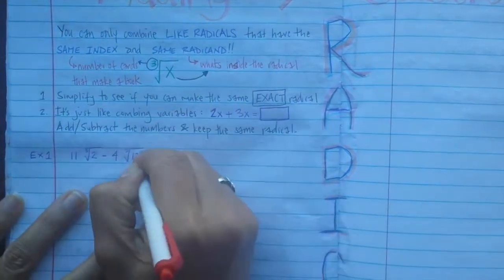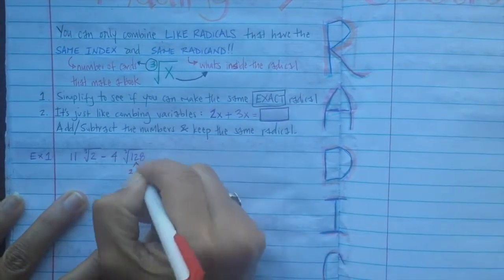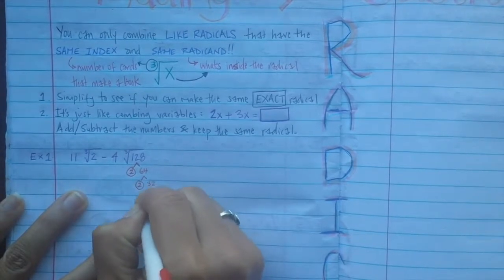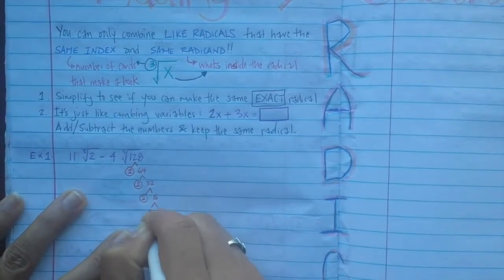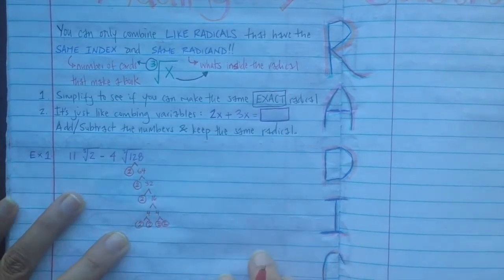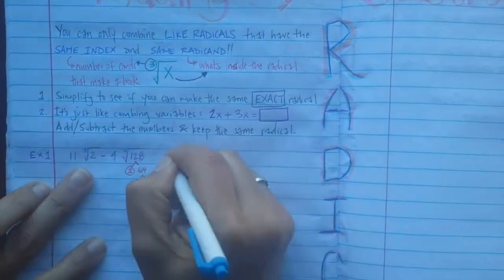So you can break down 2. Let's break down 128. So divide by 2, that's going to be 64. Cut that in half again, that's going to be 32. Cut that in half again, that's going to be 16. That breaks down to 4 and 4, which breaks down to 2, 2, 2, 2. And there are many ways you can get to that exact same answer, as long as you keep breaking it down until you can't break it down anymore.